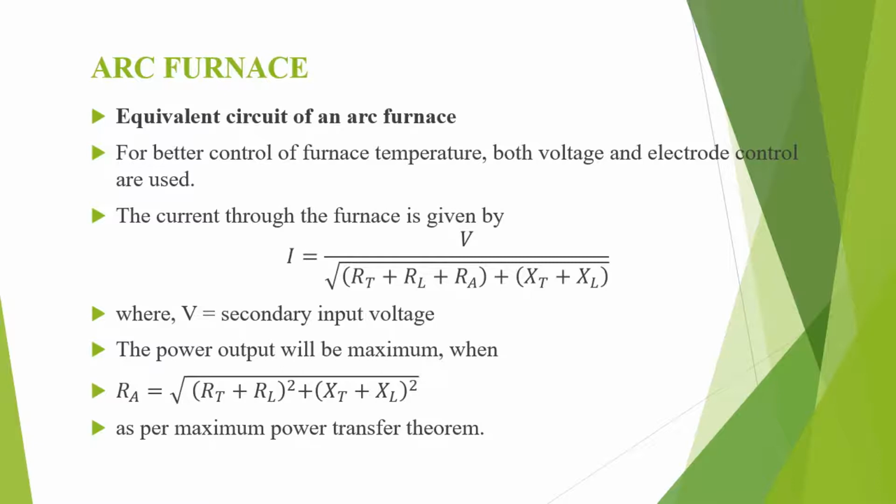The current through the arc furnace is given by I equal to V divided by the square root of (RT plus RL plus Ra) squared plus (XT plus XL) squared, considering negligible value of Re, that is the resistance of electrodes. Here V is the secondary input voltage. The power output will be maximum when the arc resistance Ra is equal to the square root of (RT plus RL) squared plus (XT plus XL) squared, as per the maximum power transfer theorem.